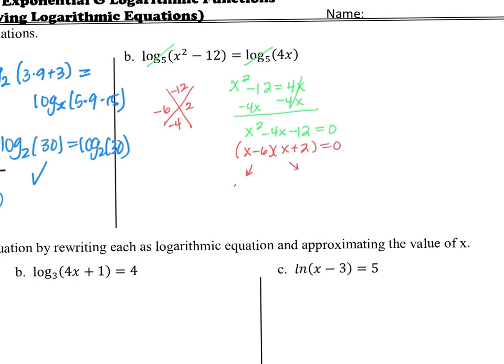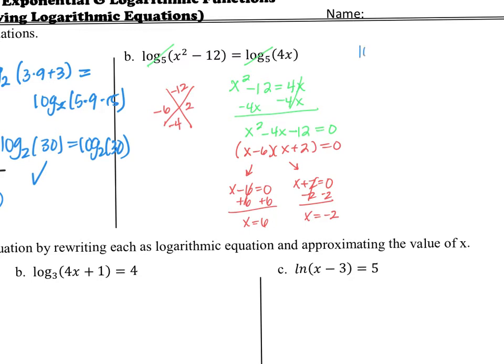We're going to set both of these equal to 0, and add 6 to both sides. We get that x equals 6, subtract 2, and x equals negative 2, okay? Now, when you're doing logs, you cannot have it, well, let's wait a minute. Okay, so let's check both of these.